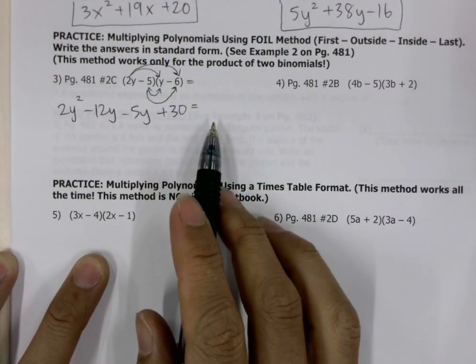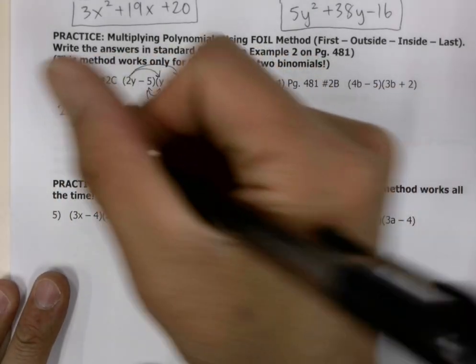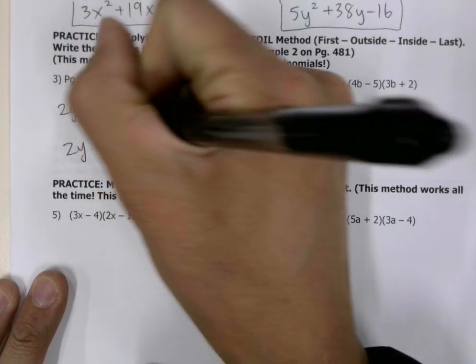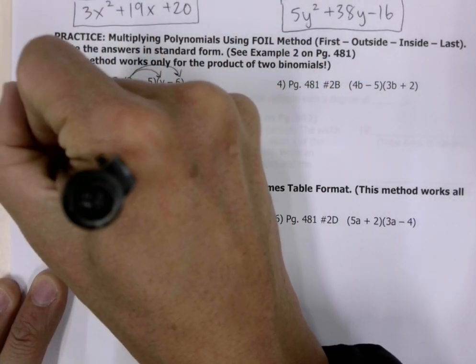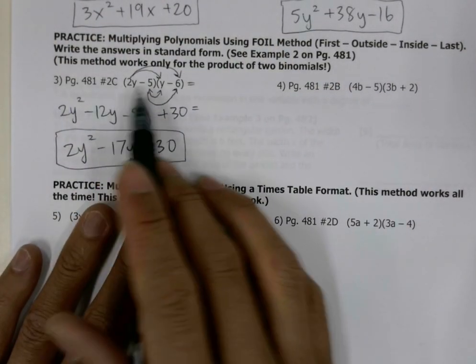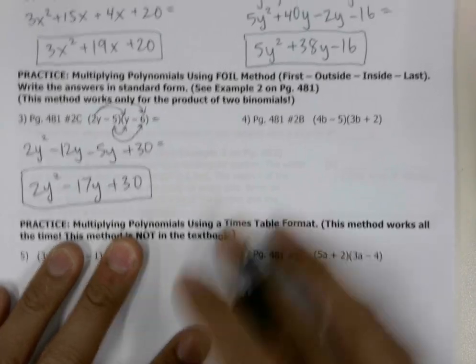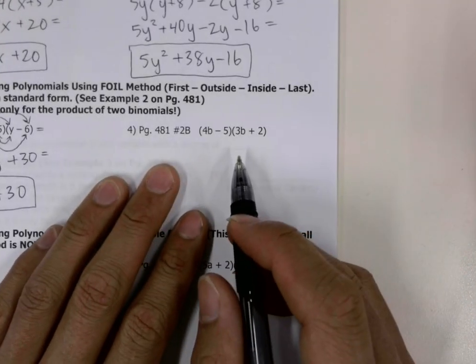So now that we're here, we can combine our like terms, our negative 12y and our negative 5y. So we get 2y squared minus 17y plus 30. And we could put a box around that. So the FOIL method, when you're multiplying two binomials, is actually faster than the previous method. Right? Let's go ahead and try it again here.